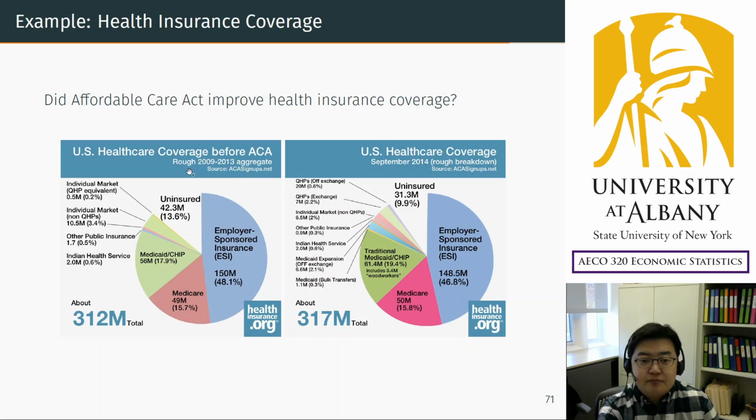So as you see, we are interested in the percentage of uninsured people before the legislation. The percentage was 13.6%, but after the legislation, it's 9.9%. So we want to see if this is the same as this or not.